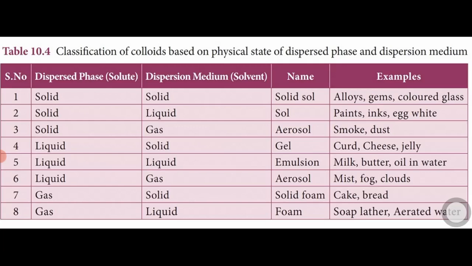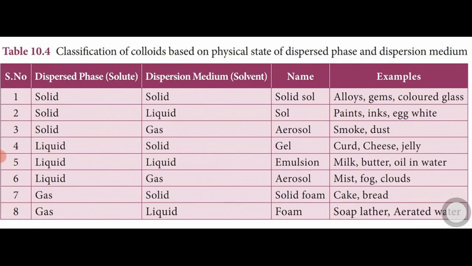The fourth colloidal system is liquid in solid. Liquid acts as the dispersed phase, solid acts as a solvent. The name is gel. Example of gel, curd, cheese, jelly. The fifth colloidal system is liquid in liquid. One liquid acts as the dispersed phase, another liquid acts as a solvent. So the colloidal system name is emulsion. Example of emulsion, milk, butter, oil in water.